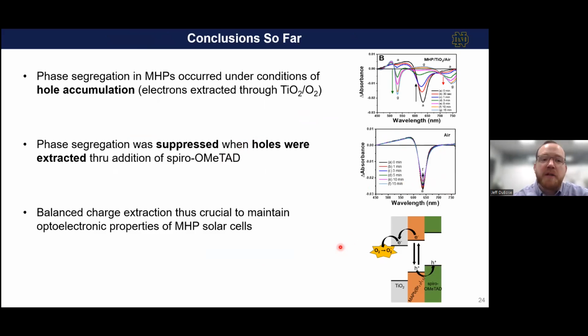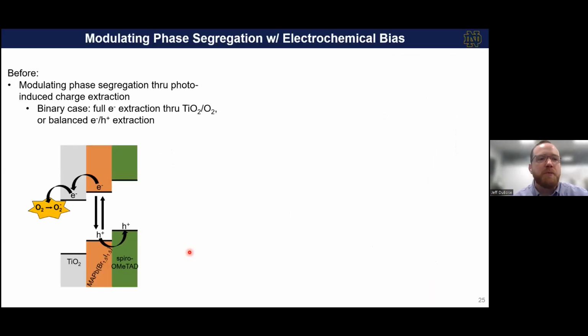Initially, this made us think that it's really this balance of charge extraction that's a crucial step to maintaining the optoelectronic properties and the phase purity of mixed halide perovskite solar cells. We did this initial study, but we wanted to push things a little further and look more at this whole hole accumulation mechanism. What we've shown in the previous slides is modulating phase segregation through photo-induced charge extraction. But this is kind of a binary case, right? We're either fully extracting the electrons and building up all these holes, or we're fully balancing the hole and electron extraction.